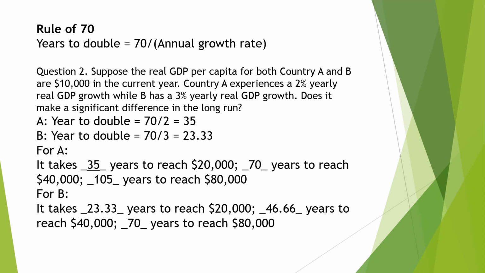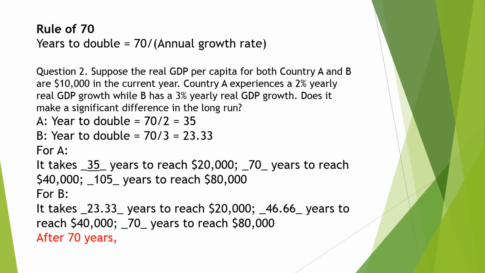For country B, it takes 23.33 years to have the first double. Then you add another 23.33 years, so it's 46.66 years to do the second double. Then you add 23.33 to 46.66, and that is about 70 years. So it takes them 70 years to reach their GDP up to 80,000.